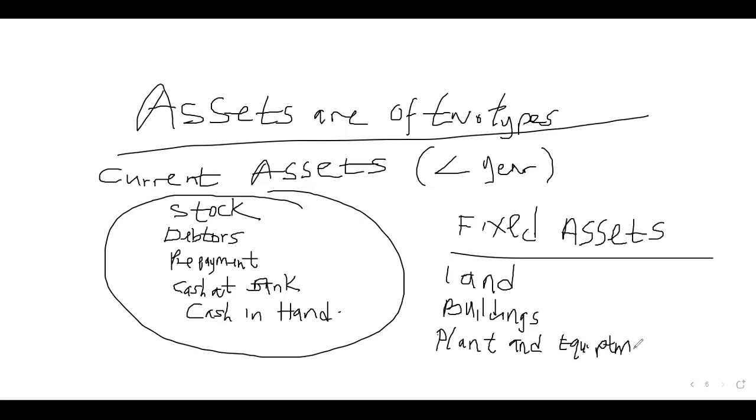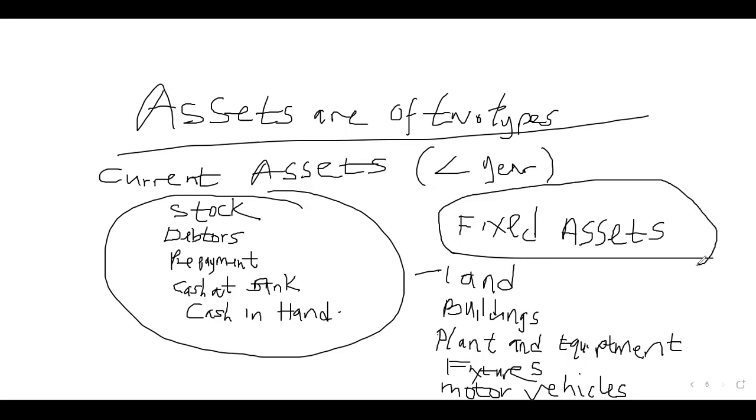Okay, so we have this one. When you have fixtures, and then we have the motor vehicles. So these are the fixed assets that we have on the aspect of assets. So land is one of the fixed assets that can be there in business. Assets are items that bring economic benefits to the business. Please take note of that.